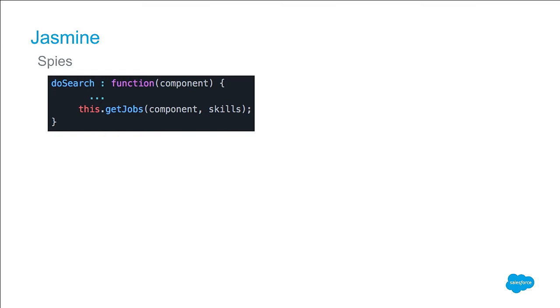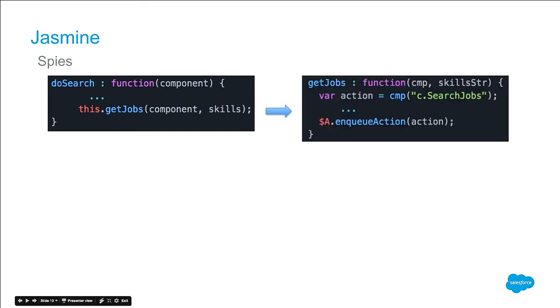So spies, just to go into that in a little more detail, try and make it clear. Here's an example. I'm going to spy on the this.getJobs function. This is my doSearch function, and what that does is it goes off and gets the jobs based on the skills that the user has defined. As you can see there, I've got my getJobs function. It sets up an action, enqueues the action, goes off to the server, and gets the jobs.